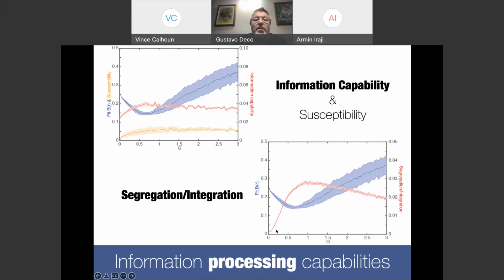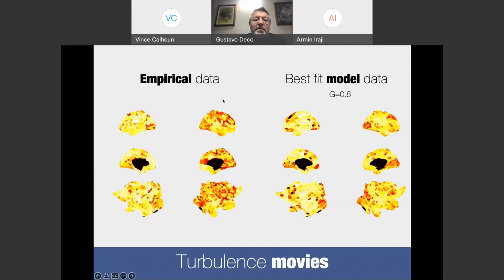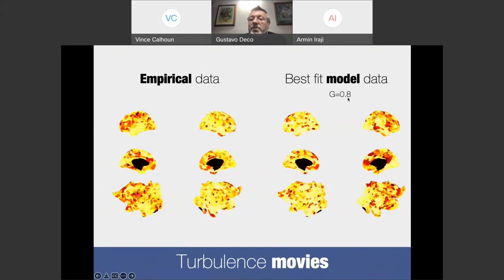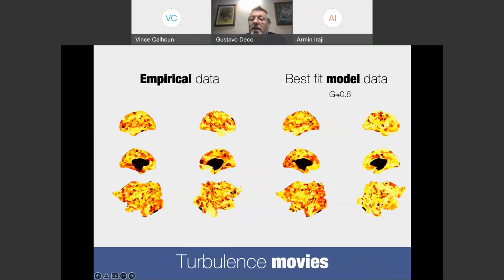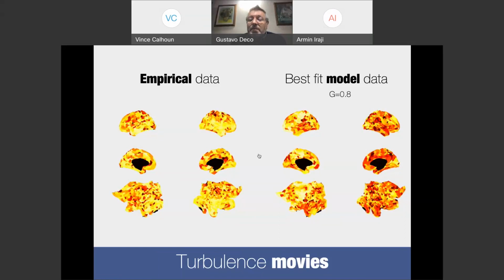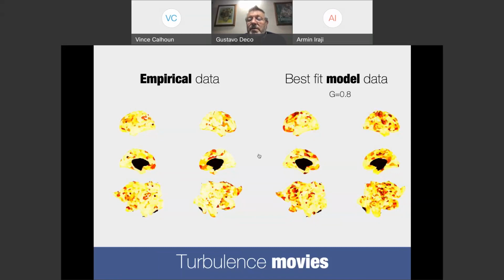So just to finish this part, this is exactly the movie that I was showing before, a particular subject of the HCP, and this is the model at the optimal working region. As you remember, where the minimum of the fitting of the group label is. And as you can see here, the level of richness of the dynamics, in the sense of the variability of this local measurement of synchronization, is very similar in both cases, as reflected by the measurement.